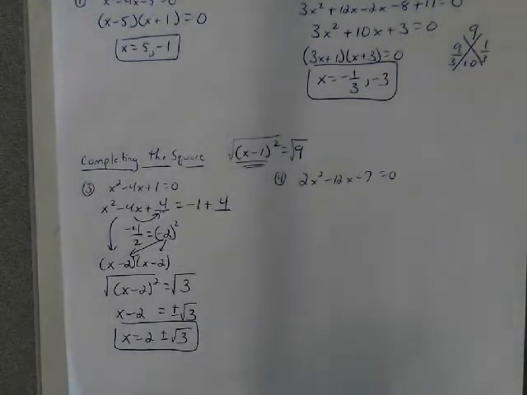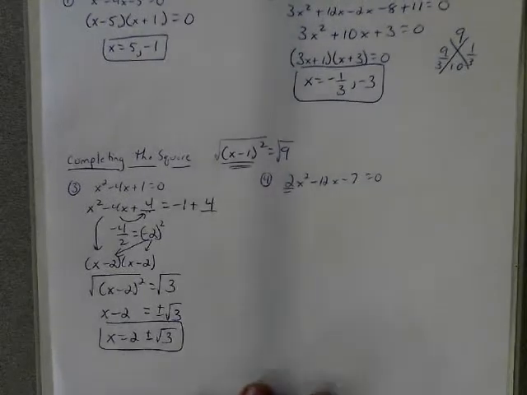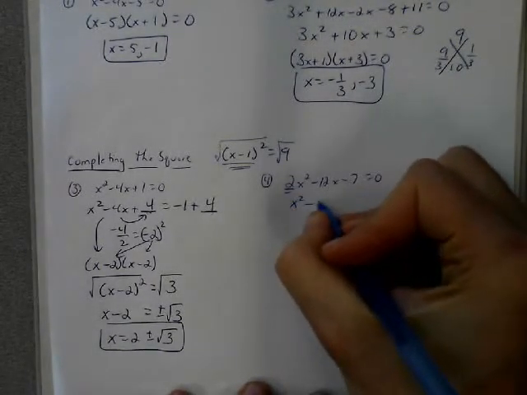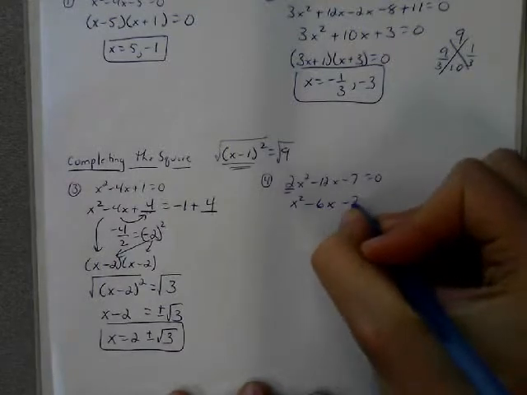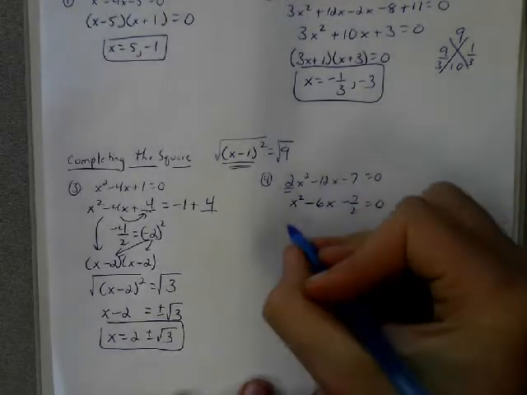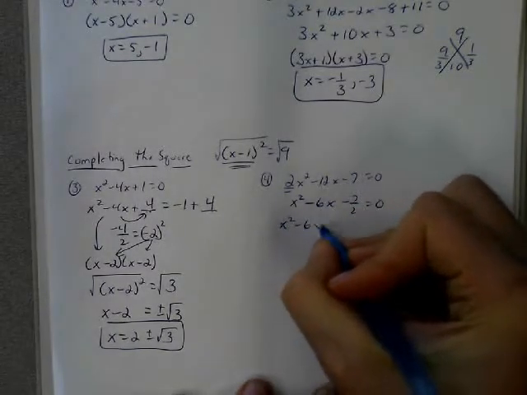Now let's do the fourth example, and the reason why I'm doing 2 examples is because of this coefficient. You cannot complete the square with a coefficient in front. We must divide that out. So right away you must take this and divide it by 2. Now we can complete the square. So let's put in our blanks.